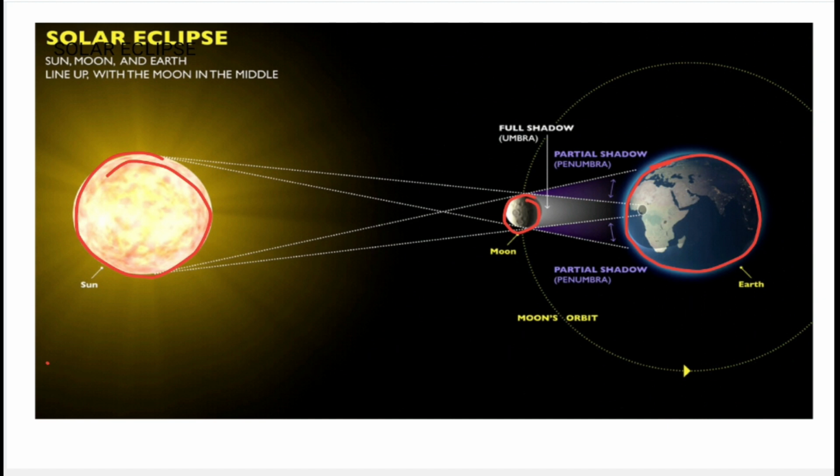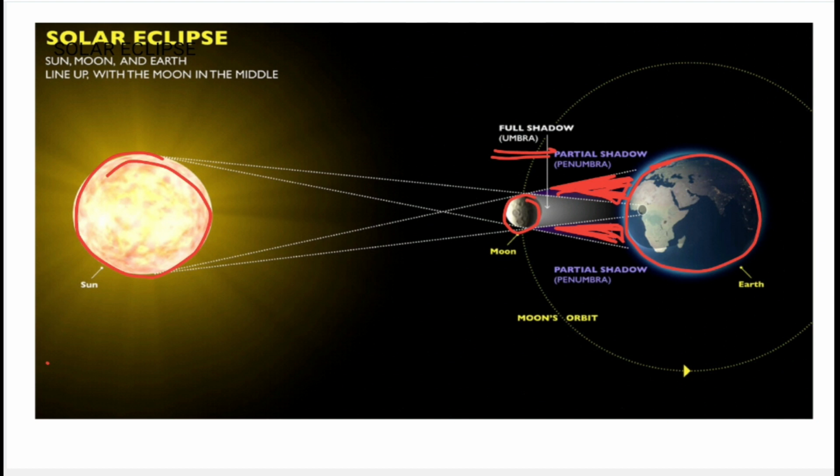So when we have partial blocking, that is called a partial solar eclipse, and the region where it is partially blocked is called the penumbra, and the region where there is full shadow on the earth is the umbra region. So students, in this way we can see a solar eclipse when the moon comes in between the sun and the earth and it casts a shadow on the earth.